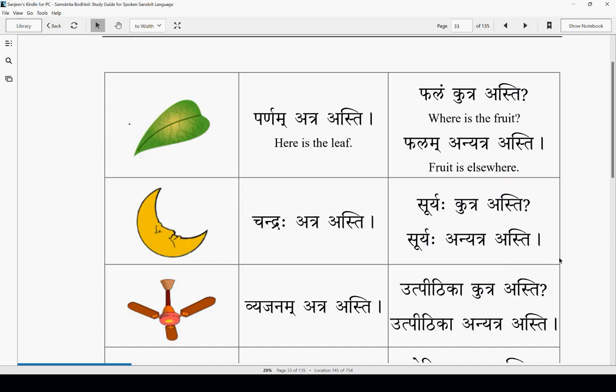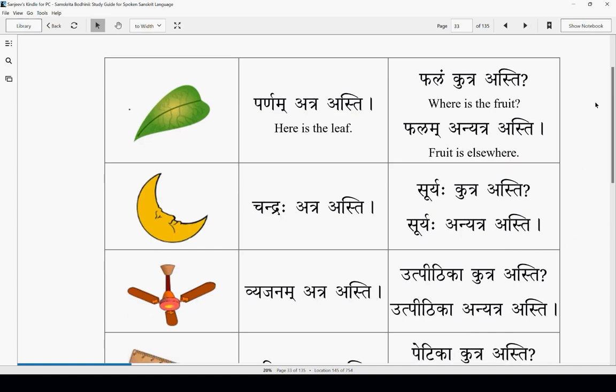Okay. Good. Parnam atra asti. Here is the leaf. Phalam kutra asti. Where is the fruit? Phalam anyatra asti. Fruit is elsewhere. Chandraha atra asti.